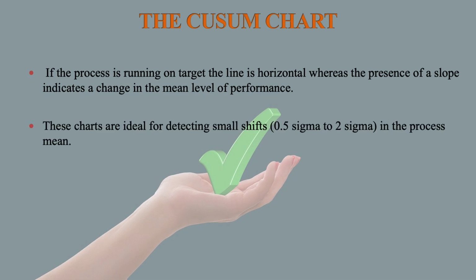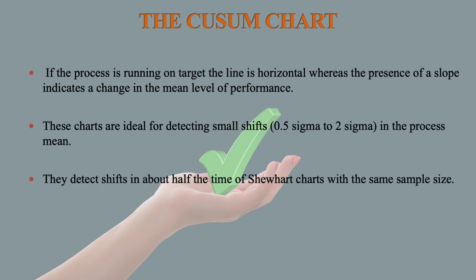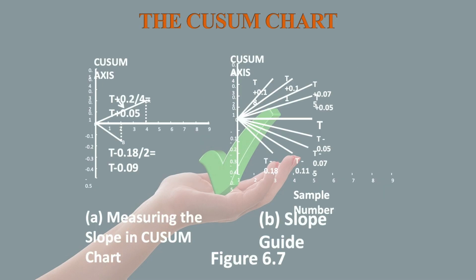These charts are ideal for detecting small shifts, that is 0.5 sigma to 2 sigma, in the process mean. They detect shifts in about half the time of Shewhart charts with the same sample size. Now this is the diagram for the Q-sum chart. The diagram A is measuring the slope in Q-sum chart, and the diagram B is the slope guide. So this is how we can draw the diagram.